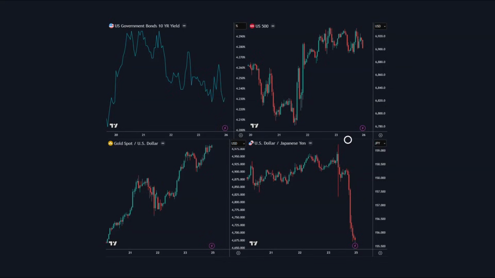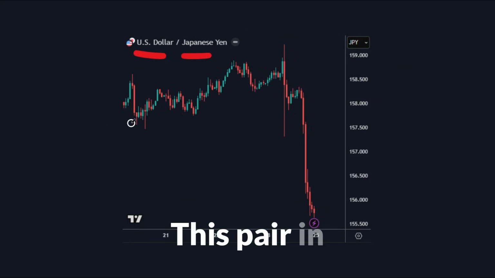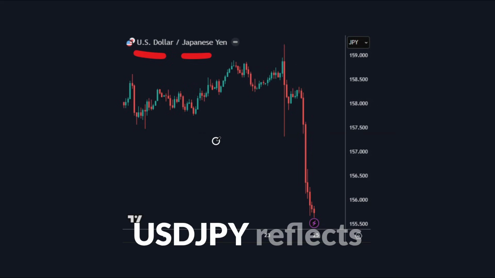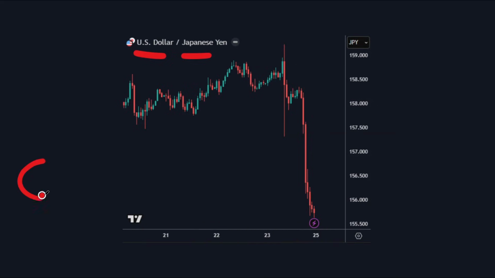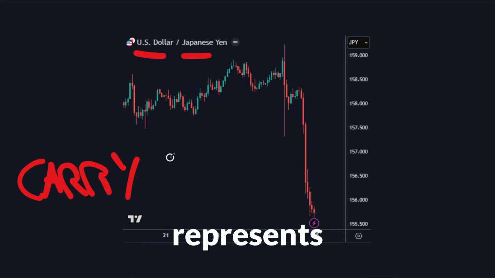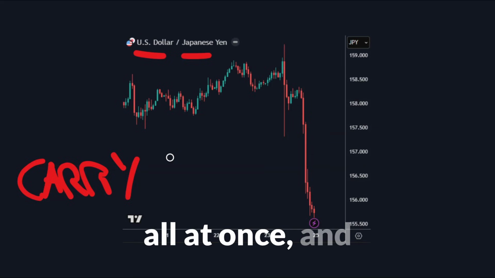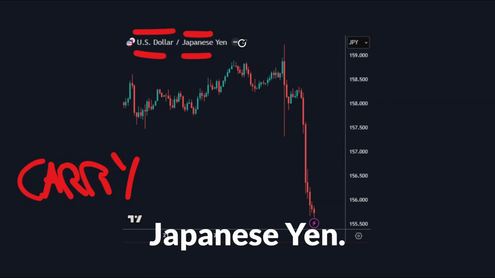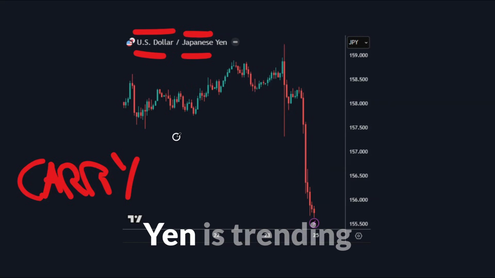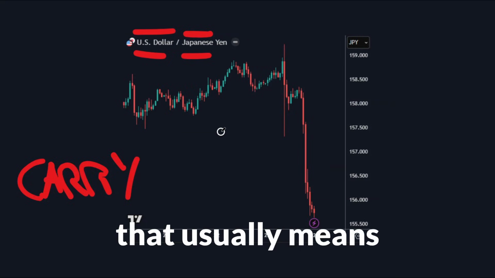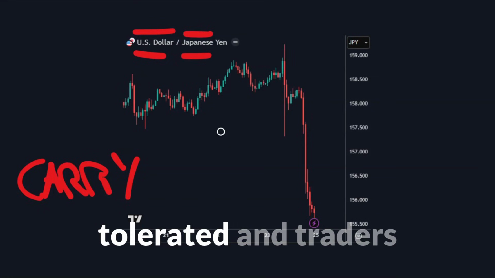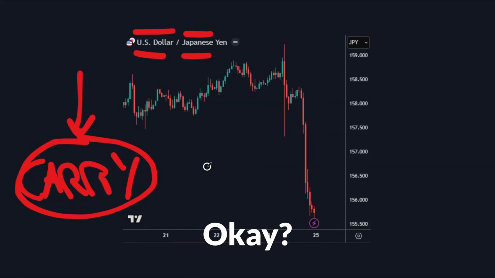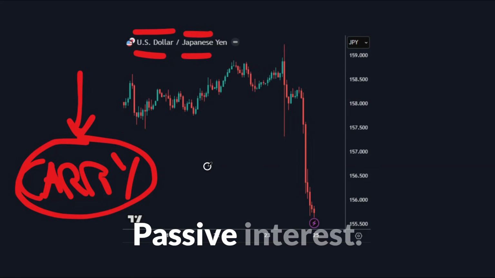And then there's the dollar against the Japanese yen. This pair in currencies and in everything is way more important than people realize. USDJPY reflects carry trades. The carry represents risk appetite all at once. And if you think about it, it's a safe haven, the dollar, against another safe haven, the Japanese yen. So when the dollar against the Japanese yen is trending higher, that usually means that risk is being tolerated and traders are looking for carry. They're looking for return, okay? They're looking for interest, passive interest.